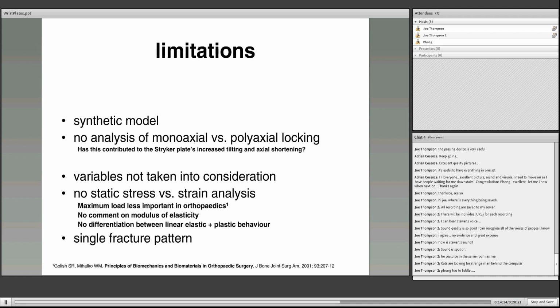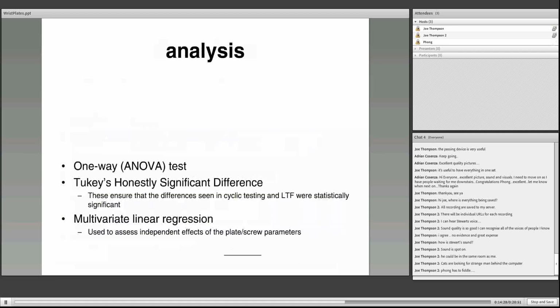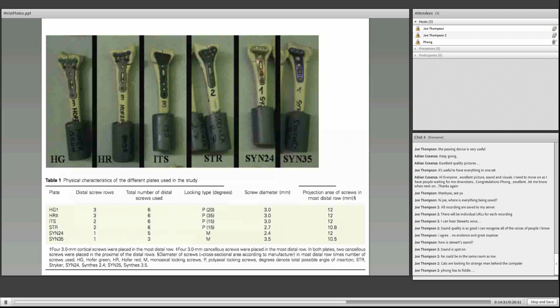I had a cursory literature search, and there's not actually a lot around looking at the biomechanics of these locking constructs being introduced to these systems. And I've just made the comment there that potentially this could contribute to the Stryker plate's poor performance, being it's got that quite different polyaxial locking mechanism in it. So that's potentially something that needs to be looked at at an evidence-based level.